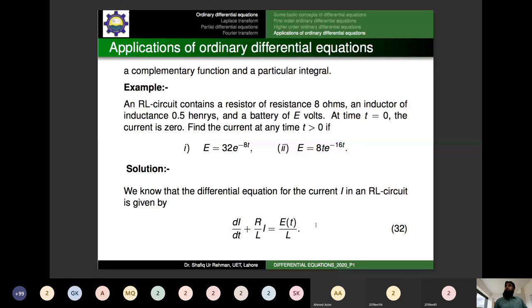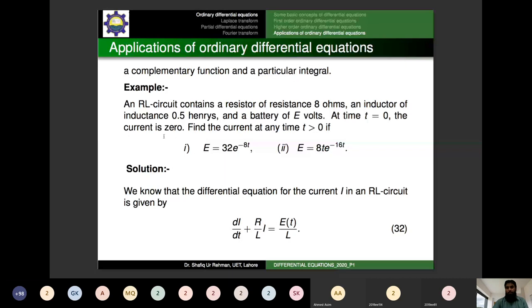For example, we have an RL circuit that contains a resistor of resistance 8 ohms, capital R is equal to 8, an inductor of inductance 0.5, capital L is equal to 0.5. These are the units, ohms and henries. And a battery of E volts. It will be given to you as an expression of that. So at time t equal to 0, the current is 0. This is going to be a condition.